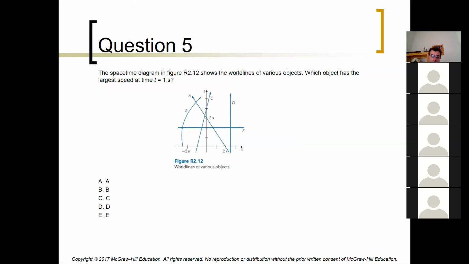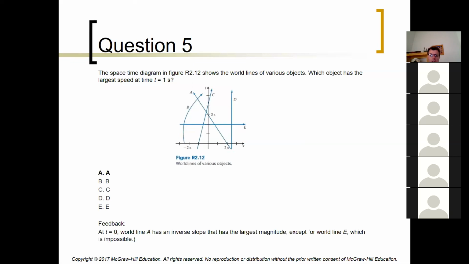All right, I'm going to show it. A, because A has the smallest slope at t equals 1 second. Remember that the velocity is 1 over the slope. And if I'm only looking at t equals 1 second, now we could talk about E in a moment.